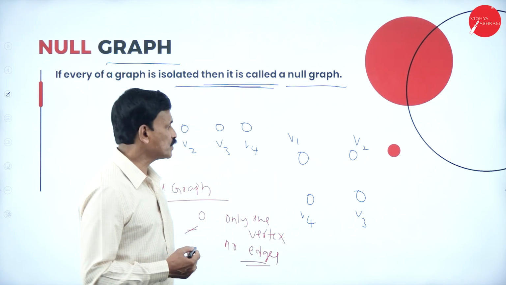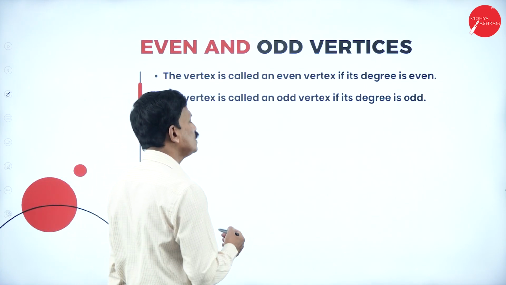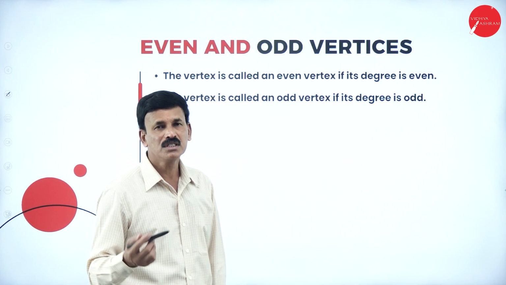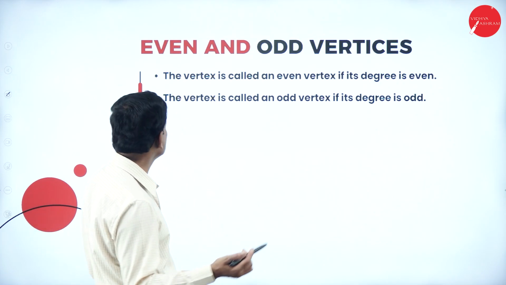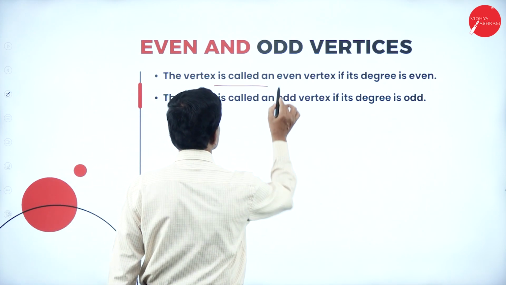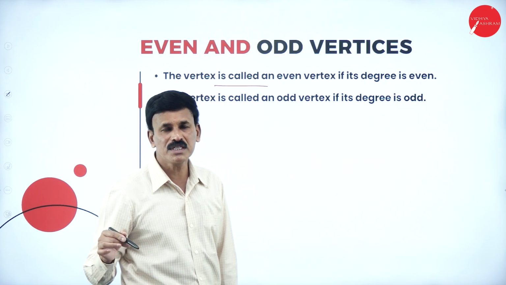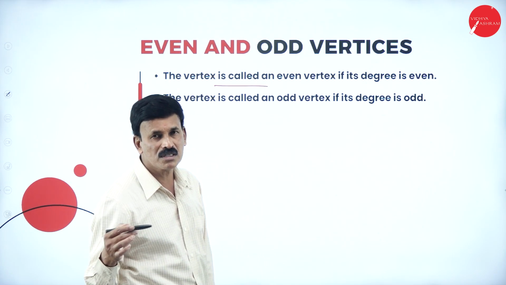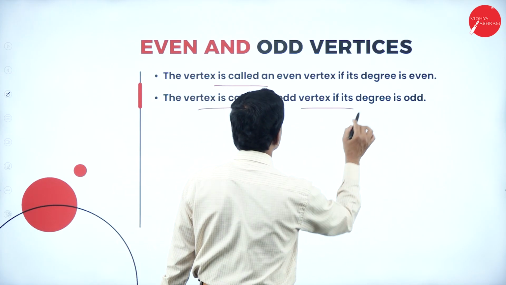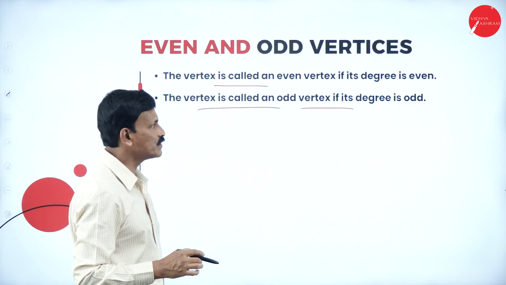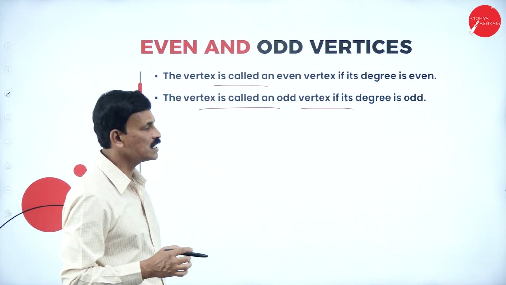Now let us come to the next concept, even and odd vertices. You know even and odd: 2, 4, 6 are even, and 1, 3, 5, 7 are called odd numbers. So here also a vertex is called an even vertex if its degree is even. A vertex is called an odd vertex if its degree is odd.